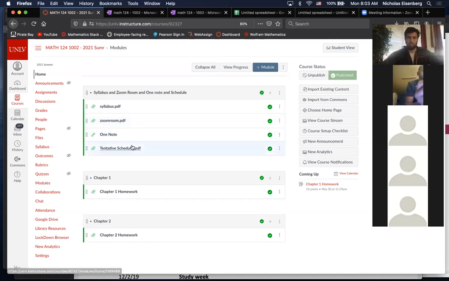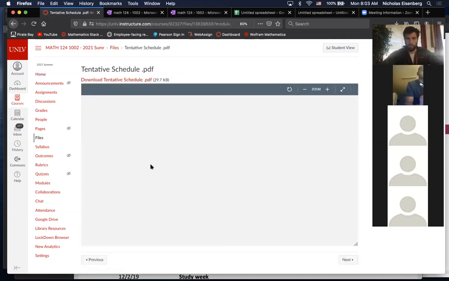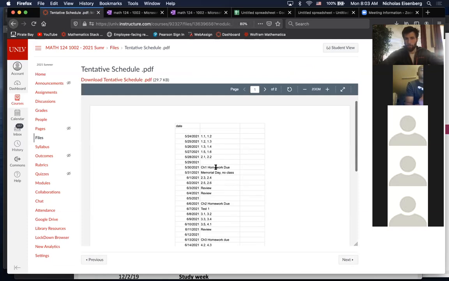The next thing, the schedule. You can look at this, it gives us an idea of what's going on. It'll have the homework due dates and also the days of the tests and what sections we're doing each day.